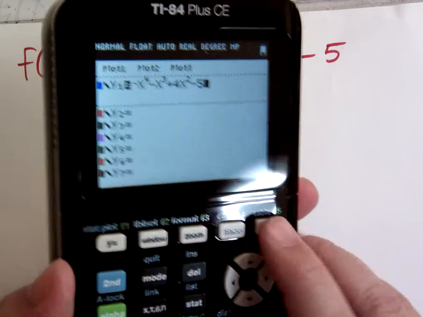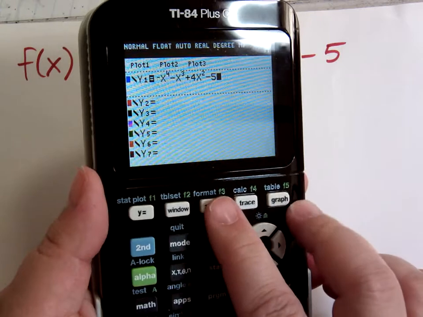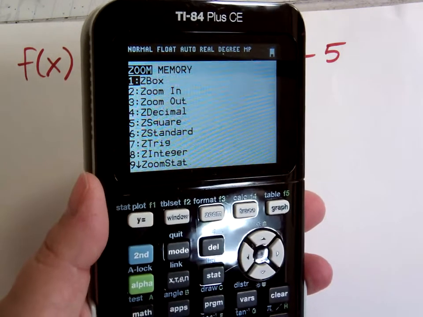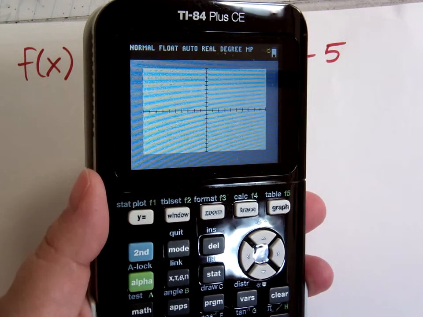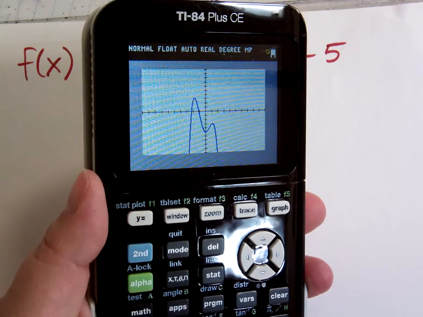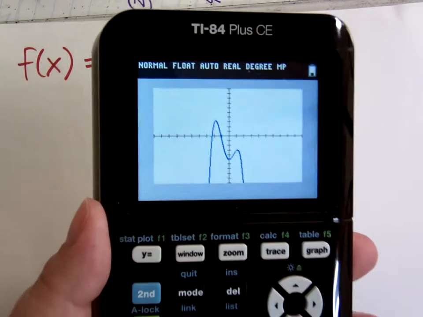Now I'm going to press graph, or I could press zoom 6, because zoom 6 is the standard window. If you press zoom and then just press the number 6, you don't have to arrow down. It'll give you the standard viewing window, which is from negative 10 to 10 on x and negative 10 to 10 on y. Okay, so here's the basic shape of my graph.